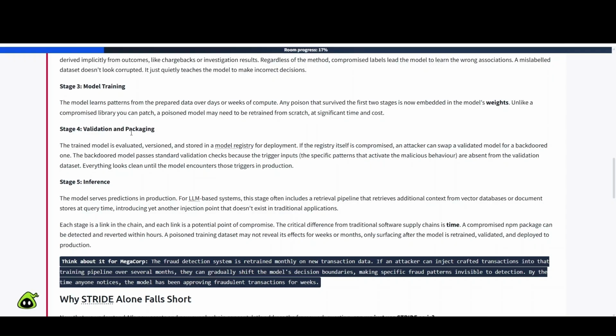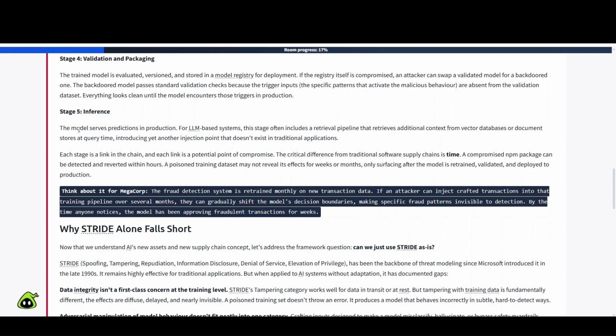Stage 4, validation and packaging. The trained model is evaluated, versioned, and stored in a model registry for deployment. If the registry itself is compromised, an attacker can swap a validated model for a backdoored one. The backdoored model passes standard validation checks because the trigger inputs, the specific patterns that activate the malicious behavior, are absent from the validation dataset. Everything looks clean until the model encounters those triggers in production.